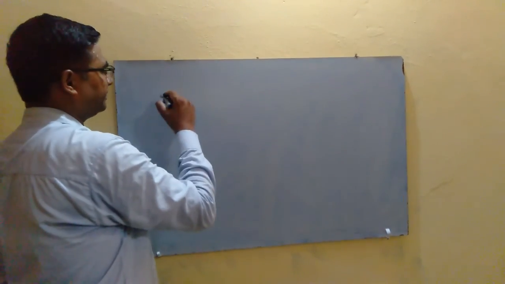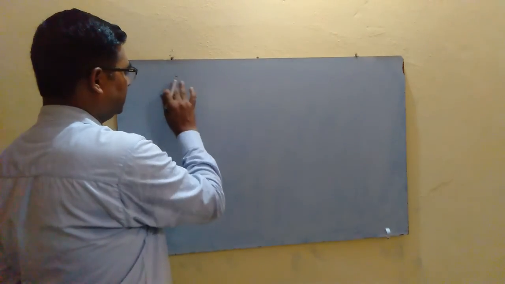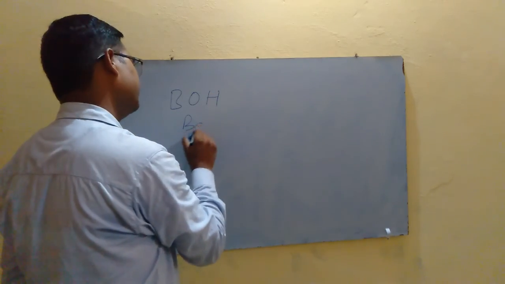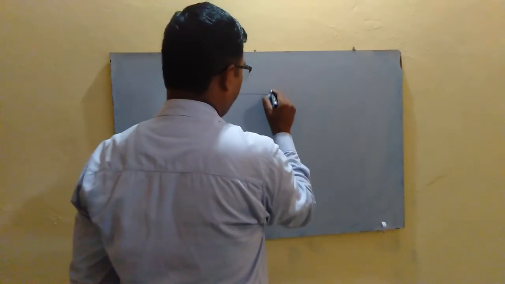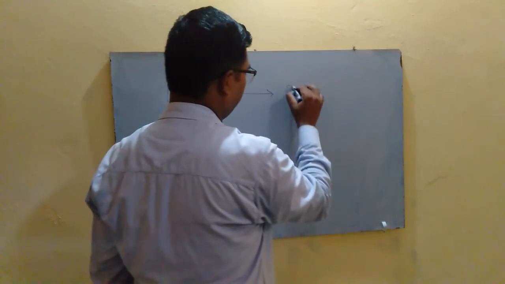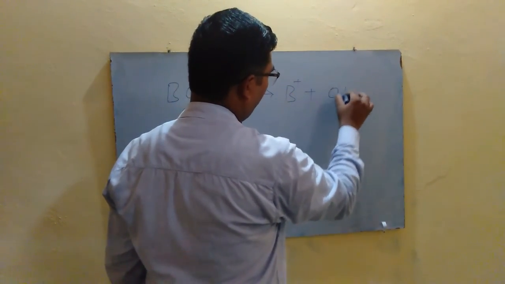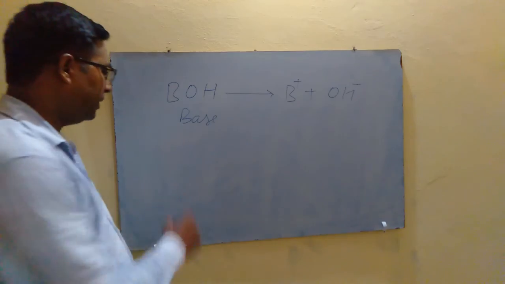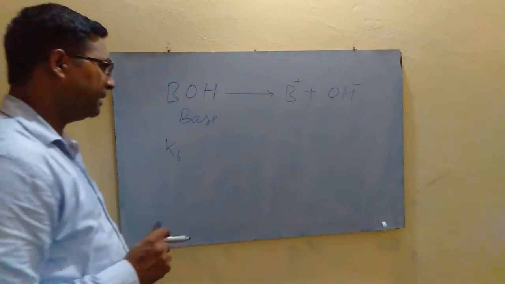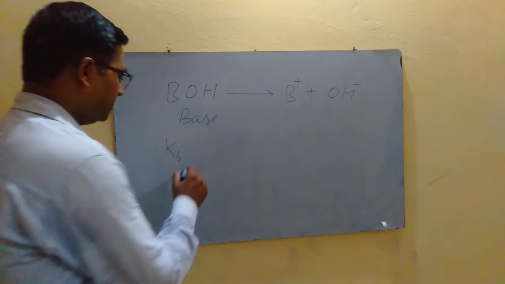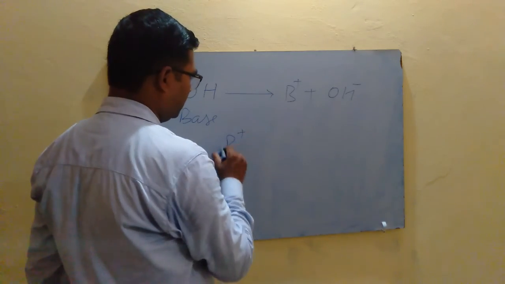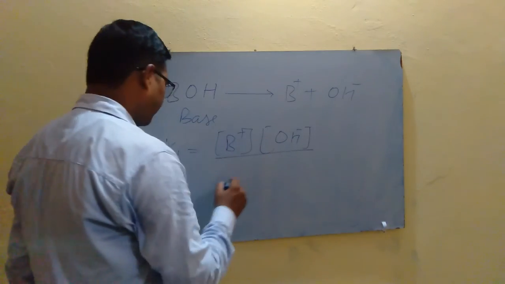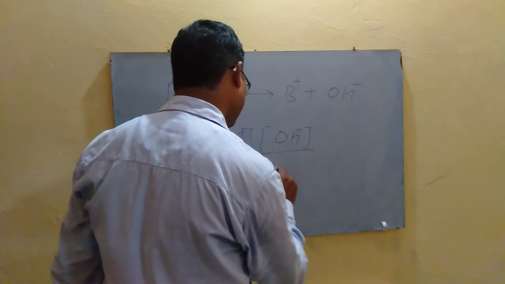Similarly, suppose BOH is a base, and in water it ionizes to give B plus ion and OH minus ion. So we can calculate the Kb, which is called the base dissociation constant for this base, that will be equal to the concentration of B plus ion in the solution times the hydroxide ion concentration in the solution, upon the concentration of base BOH.